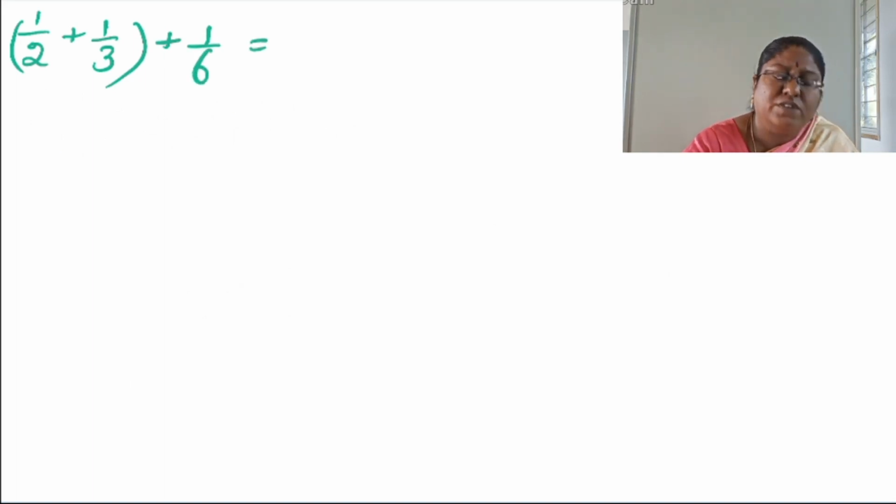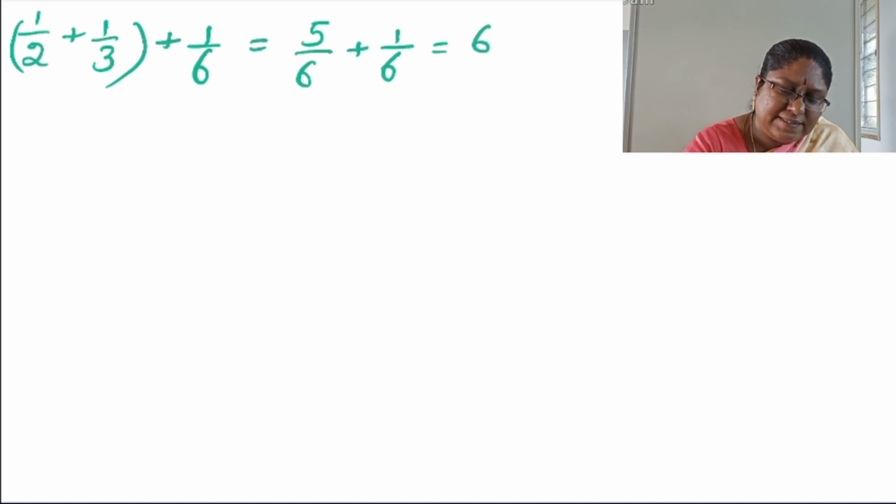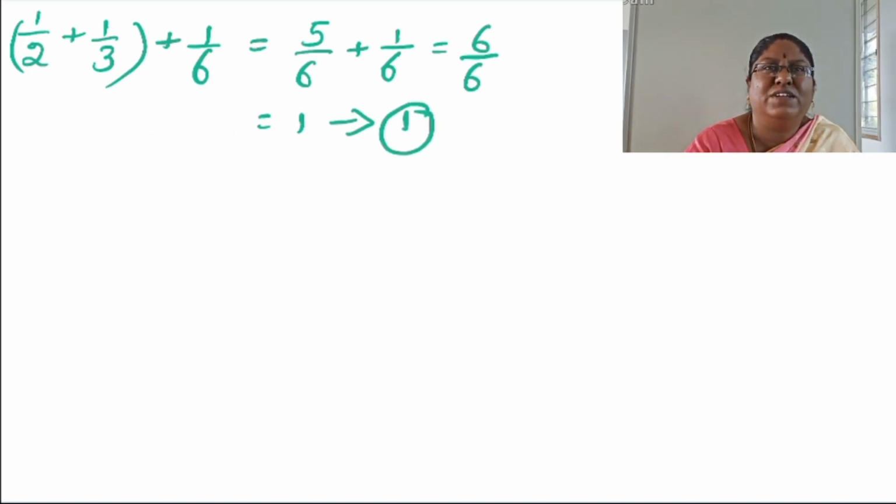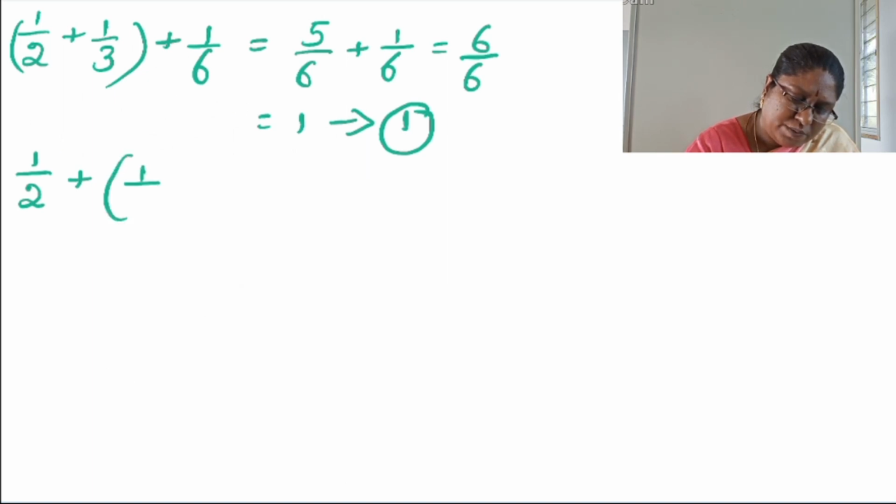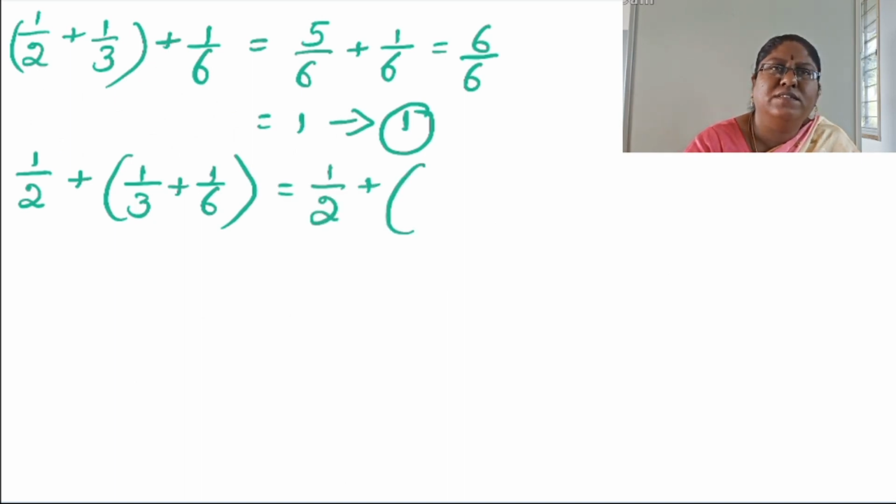So, already what you have got for the bracket answer? You have got 5 by 6. Still you are having 1 by 6. So, the result is 6 by 6 equal to 1. Keep this equation as 1. Same thing, we are going to separate the brackets. What are they? Keep this 1 by 2 as it is. 1 by 3 plus 1 by 6. Keep this 1 by 2 as it is. Take LCM for this, 1 by 3 plus 1 by 6.